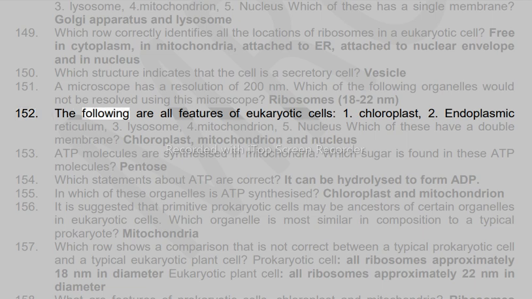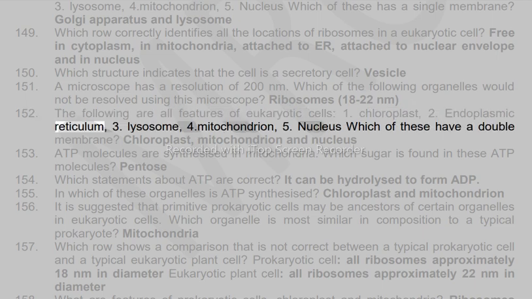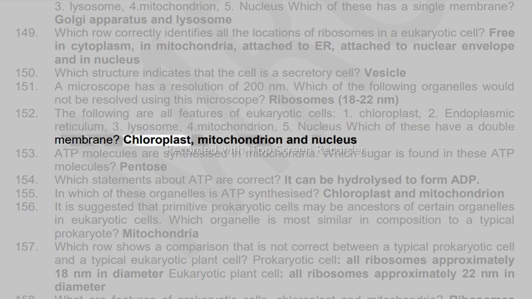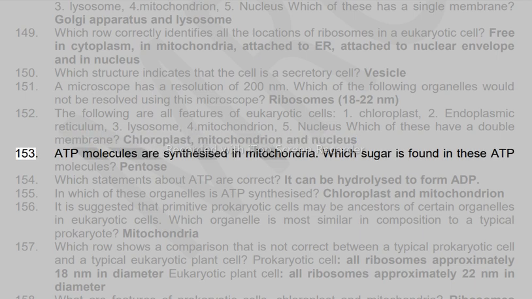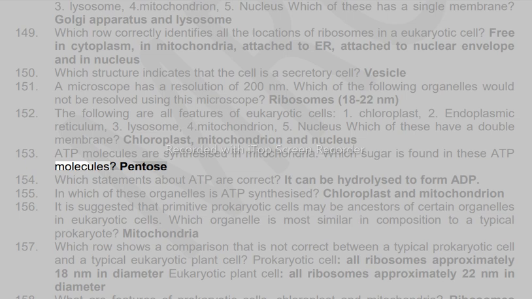152. The following are all features of eukaryotic cells: 1. Chloroplast. 2. Endoplasmic reticulum. 3. Lysosome. 4. Mitochondrion. 5. Nucleus. Which of these have a double membrane? Chloroplast, mitochondrion and nucleus. 153. ATP molecules are synthesized in mitochondria. Which sugar is found in these ATP molecules?